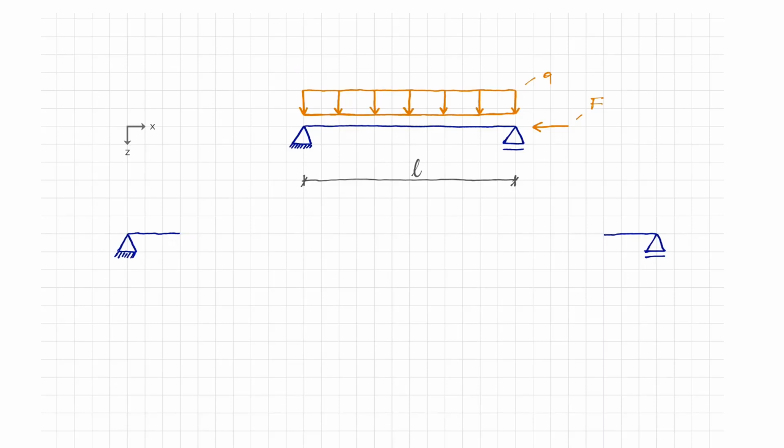This video explains the classical determination of internal forces on a single span beam. The span with the length L is loaded by the distributed load Q and the axial force F. How do we start when determining internal forces?